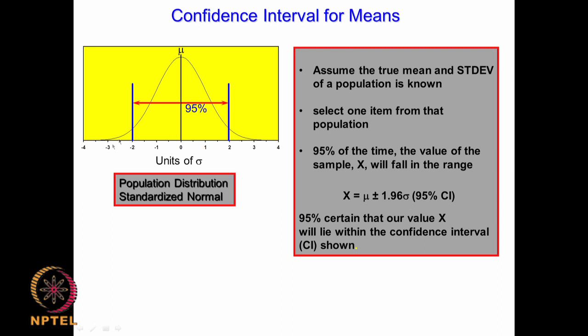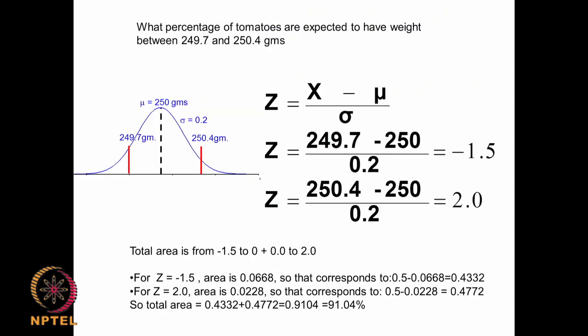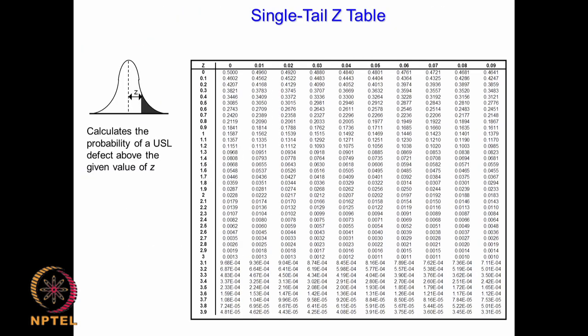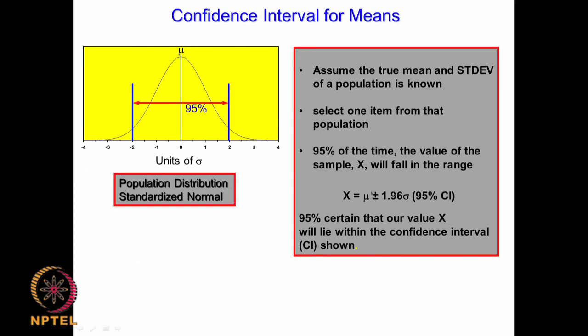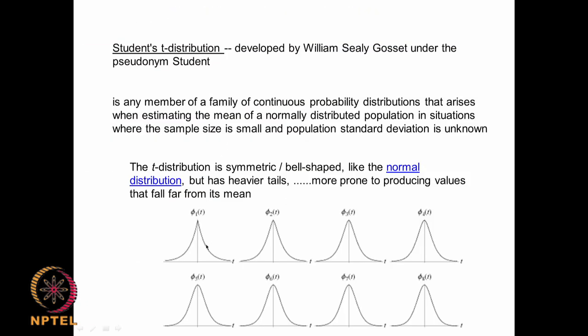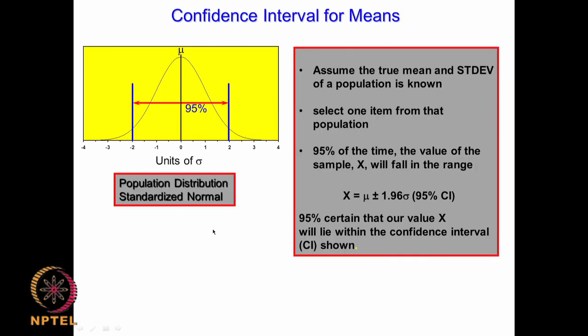So if I want to know 99%, obviously I need to take this 3 sigma, right, and the formula is 2.58, okay, because for 2 sigma, as you know, the outside area is 0.0028. For 3 sigma, the outside area is 0.0013, right. So we get like this. So this is also very useful.